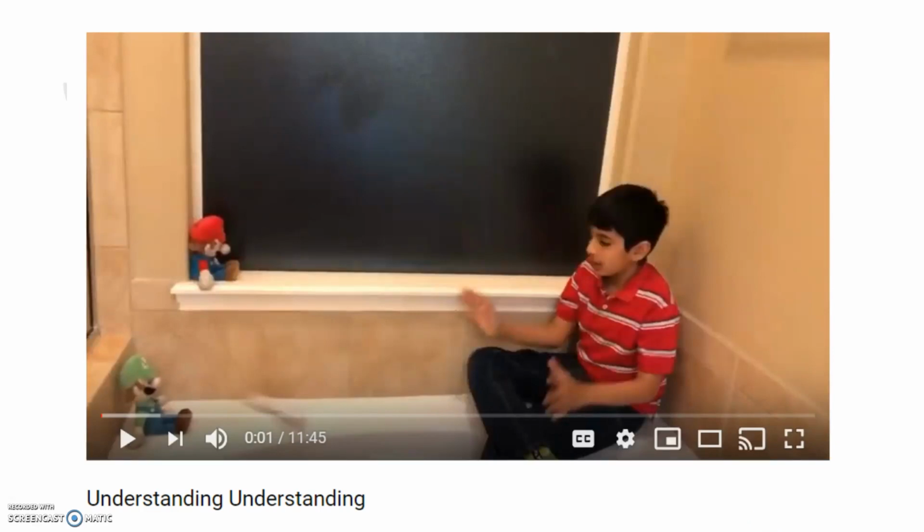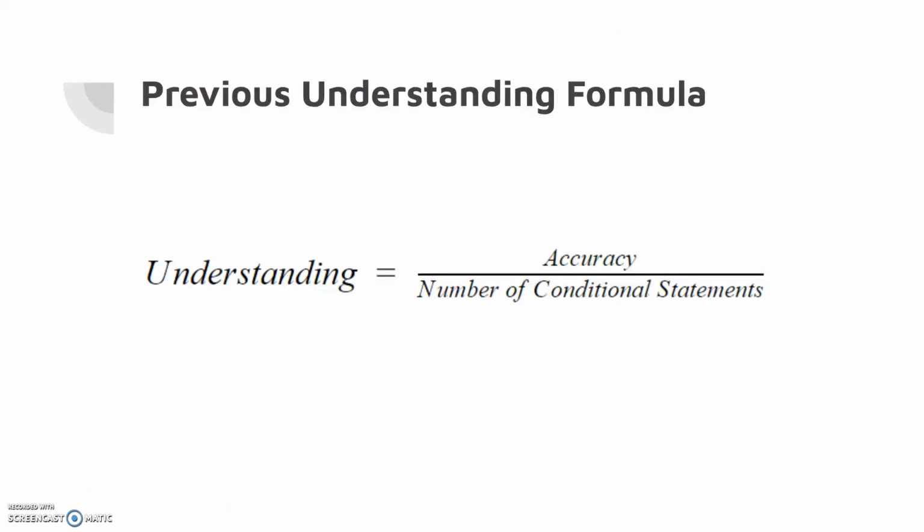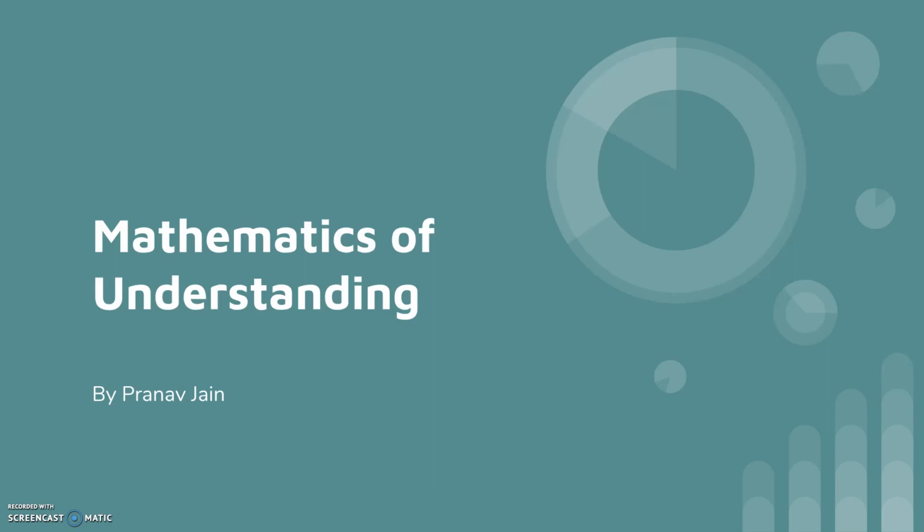In my previous video, Understanding Understanding, I went over my theory of understanding and a possible method for quantifying it. After critically examining the previous understanding formula, I recognized that it contained a major flaw. The number of conditional statements is not an effective way of quantifying the versatility of a theory, as conditional statements can be worded in such a way to produce errors. In this video, I will try to rectify these mistakes by presenting a new method of quantifying understanding.